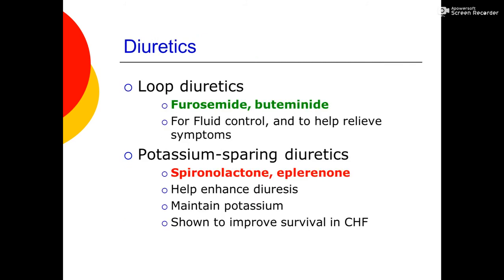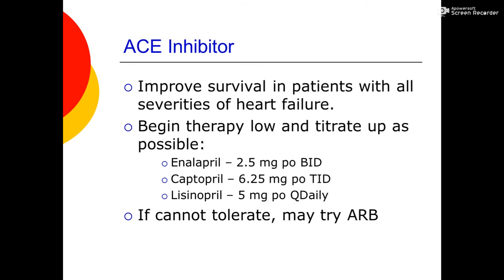First of all, we will talk about the diuretics. Diuretics are drugs that, when given to the patient, enhance or increase urine secretion. The first one is loop diuretics. Loop diuretics include furosemide and bumetanide. Furosemide is available on the market under the trade name Lasix, for fluid control and to help relieve symptoms. Potassium sparing diuretics include spironolactone and eplerenone; they help enhance diuresis, maintain potassium, and are shown to improve survival in CHF, congestive heart failure.